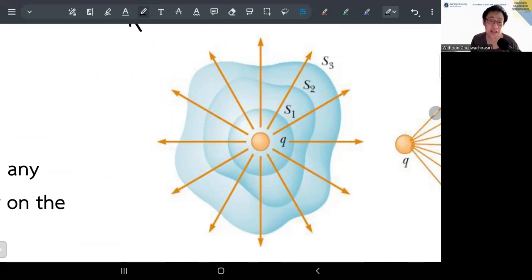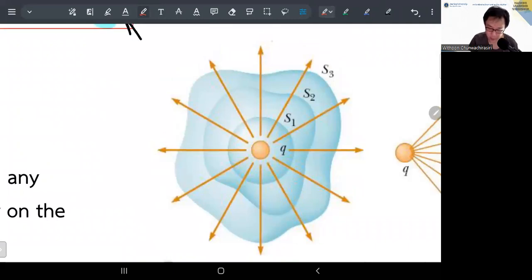The answer is they must all be the same. Because for this one, if I count, it's going to be 1, 2, 3, 4, 5, 6, 7, 8, 9, 10, 11, 12. Of course, it's not a real number. But what I'm saying is, whatever the amount of electric field lines coming out of this Q, no matter which surface you're looking at, S1, S2, or S3, you will count the same amount of electric field lines, correct? So that means they share the same amount of flux. So that's clear. There's no problem.